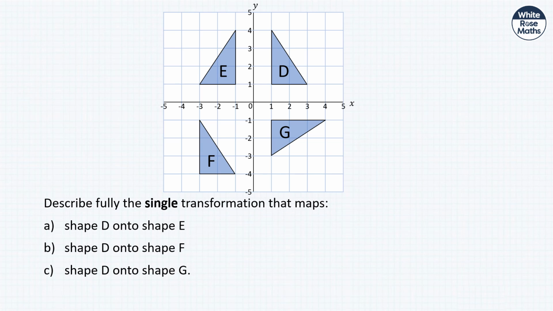Okay, so describe fully the transformation that maps shape D onto shape E. That's a reflection in the y-axis, or x equals 0. For part B, shape D onto shape F, that's going to be a translation with vector 1, 2, 3, 4, and 1, 2, 3, 4, 5. So with vector (-4, -5). And then part C, shape D onto shape G, that's going to be a rotation, a 90 degrees clockwise rotation about the origin, about the point (0, 0).